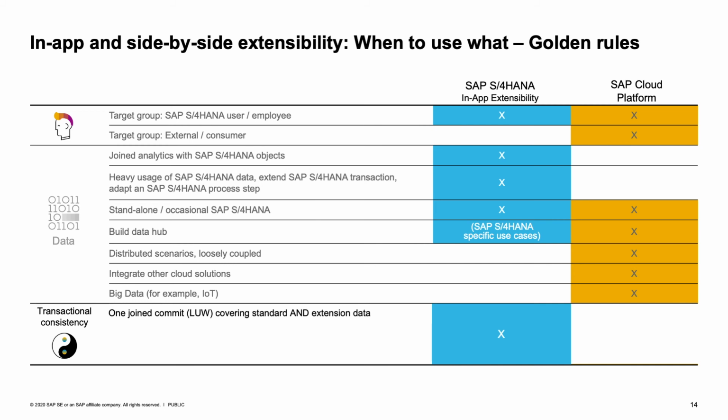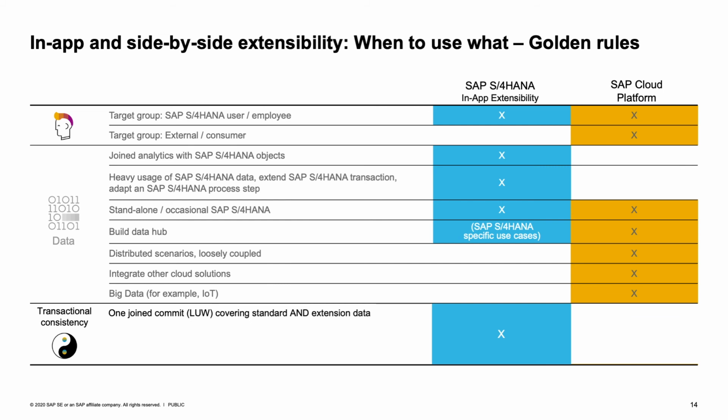Then maybe the most important dimension is, where does your data reside? If all of your data resides in S4, this rather points you into the direction in-app extensibility. On the other side, if the data you use in your extension application is separated over several systems, and you indicate there are several systems, then this rather points you into the direction SAP Cloud Platform.